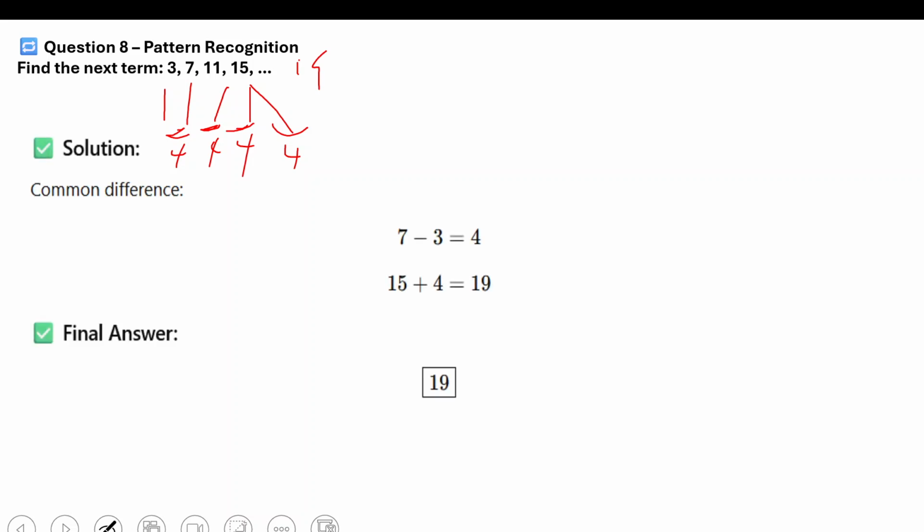So if you see that this is 3, this is 7, this is 11, the pattern is that the difference between the preceding term and the succeeding term is 4: 7 minus 3 is 4, 11 minus 7 is 4, and 15 minus 11 is 4. So the difference is 4. To get the next one, just add 4 to 15, and I'll get 19. So this is how you figure out some of these.